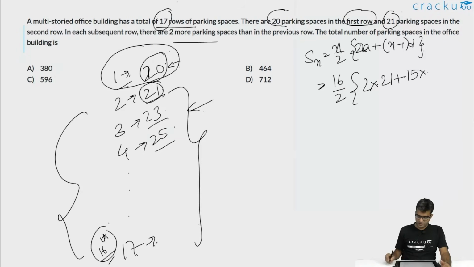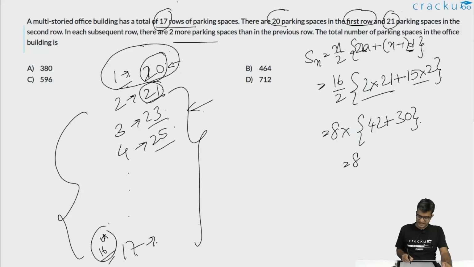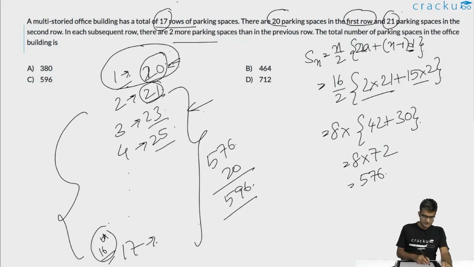15 into, what is d? d is 2. d is the common difference, 21, 23, 25, all of them are separated by 2. So this is equal to 8 into 2 into 21 is 42, plus 15 into 2 is 30, which is 8 into 72, which is 576. So the sum of these rows is 576, plus you add 20, you are going to get 596. So the total number of parking spaces in this building is 596.